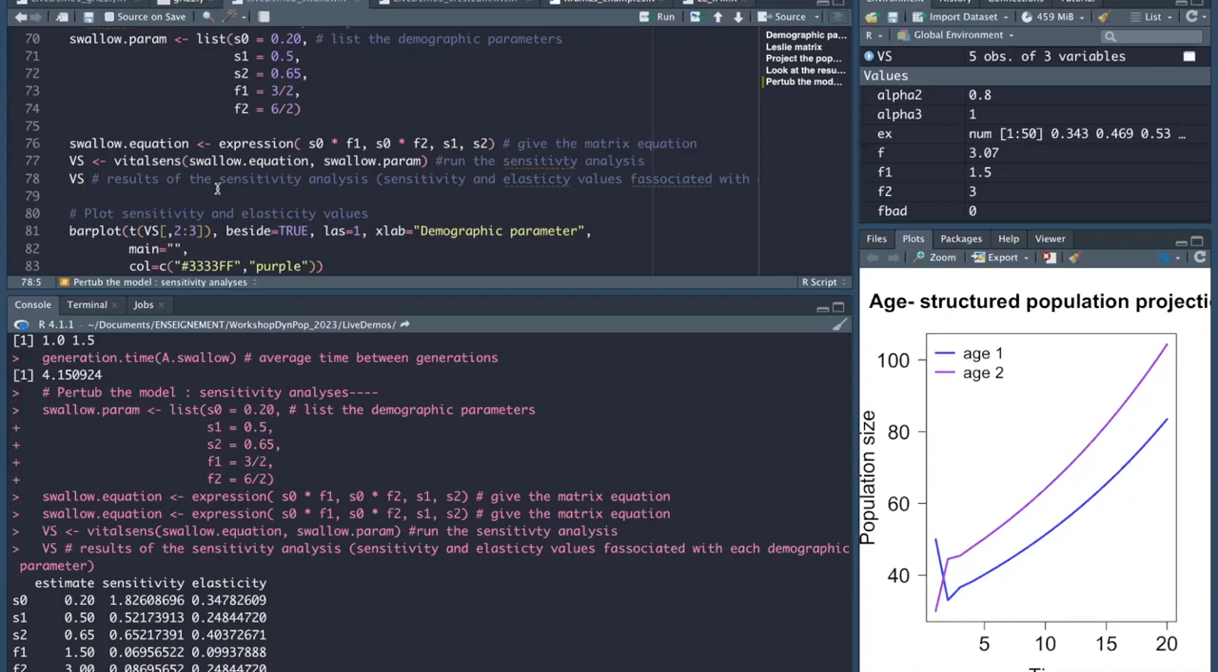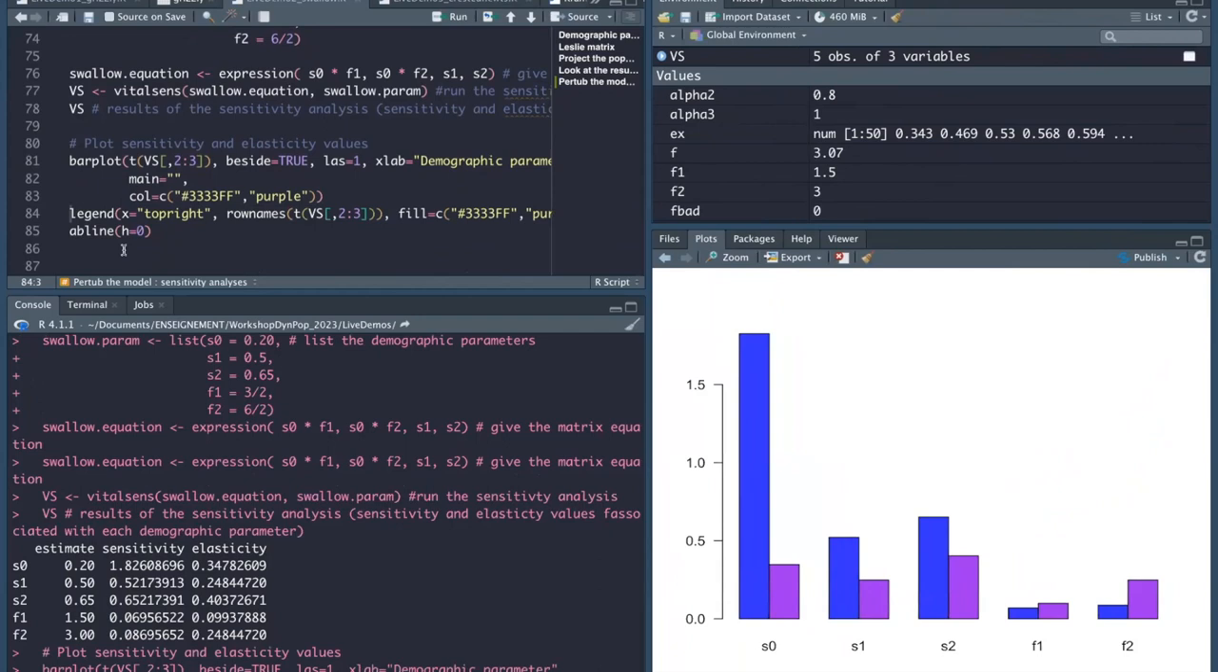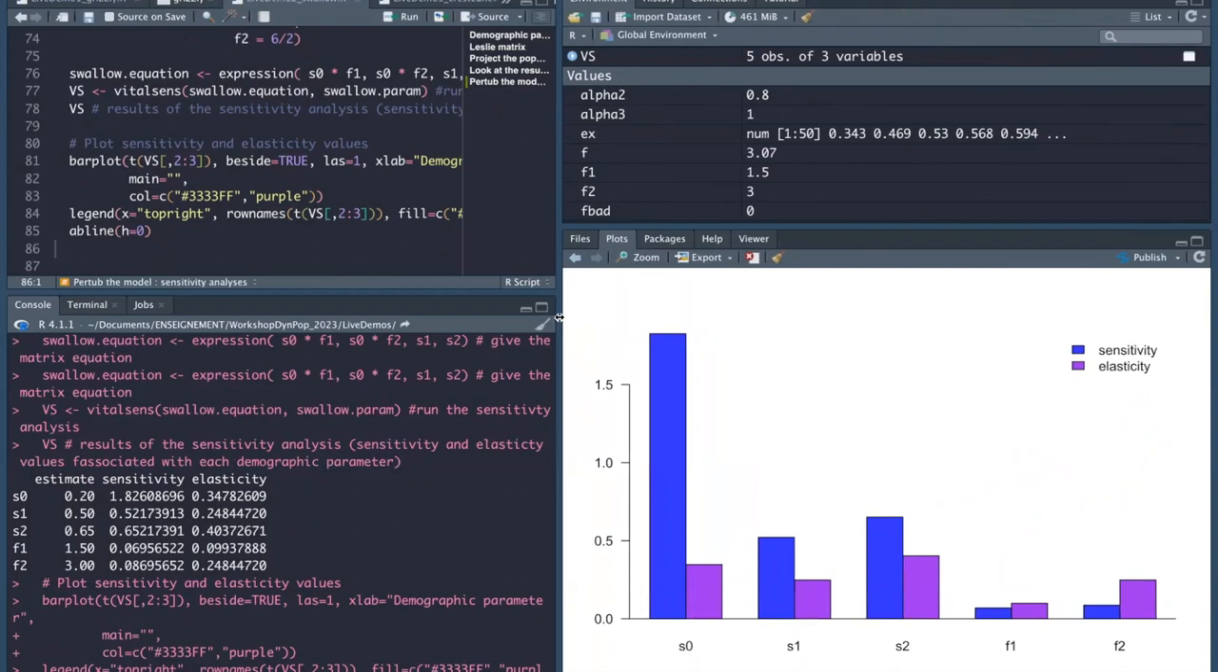Okay, so in case you want to test for the effect of a specific management action, then it would probably make sense to do it by hand. It would be easier. Or using the package RAMAS, in which you can include specific management action on the different age classes. So that's the global sensitivity and elasticity for each demographic parameter. And as we said in the class, sensitivity is higher for chick survival.